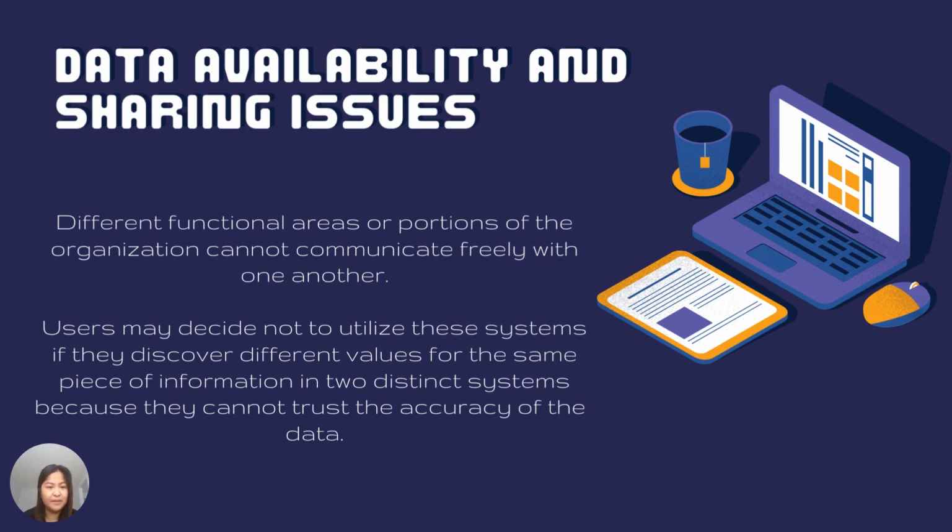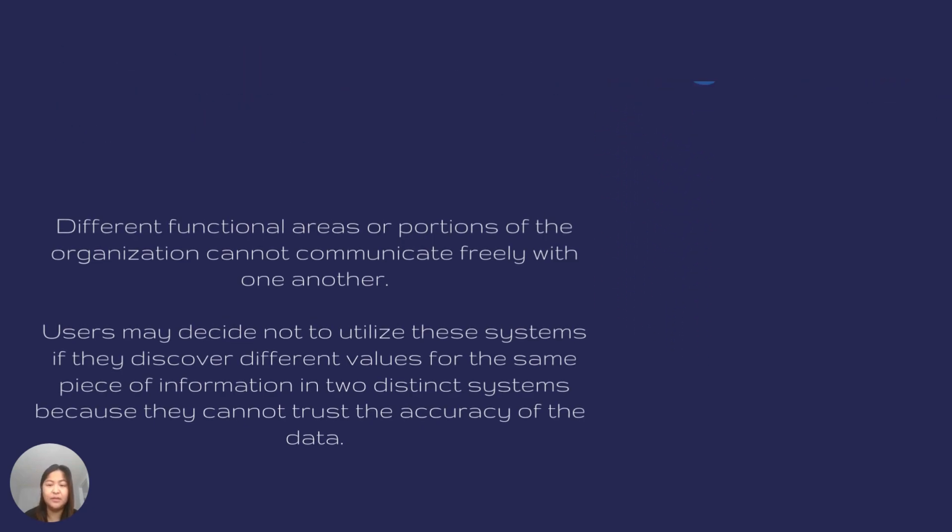Data availability and sharing issues. Different functional areas or portions of the organization cannot communicate freely with one another. Users may decide not to utilize their systems if they discover different values for the same piece of information in two distinct systems because they cannot trust the accuracy of the data.